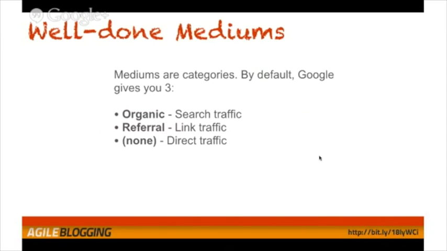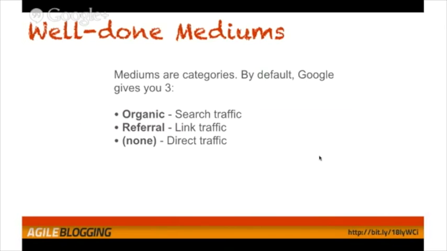And now I want to talk a little bit about mediums. This is something that we're going to go through pretty quickly. There are 3 built in. This is mediums we talked about before. They're categories. They are ways of grouping websites to give you meaningful insight into where your traffic is coming from. By default, Google gives you 3.